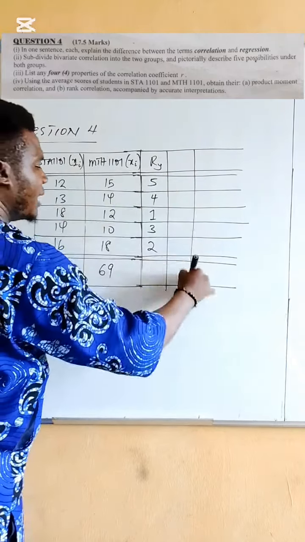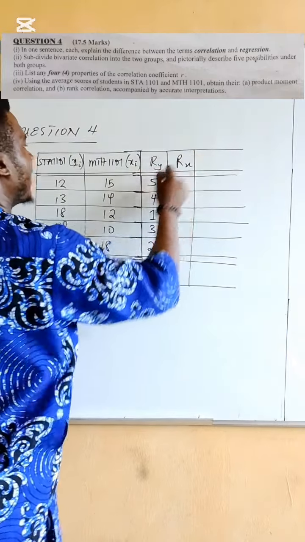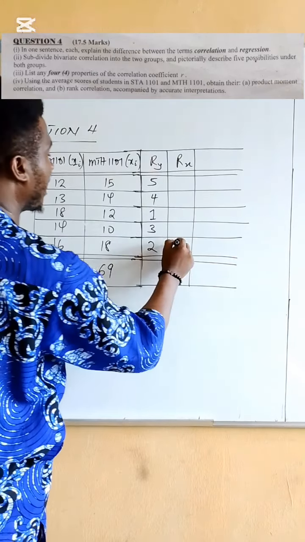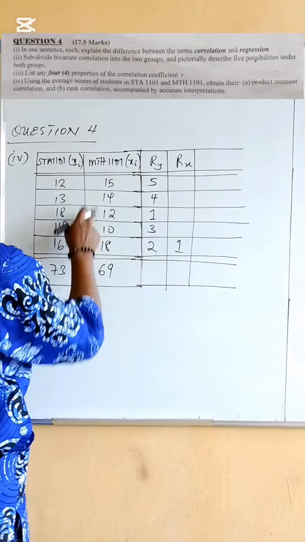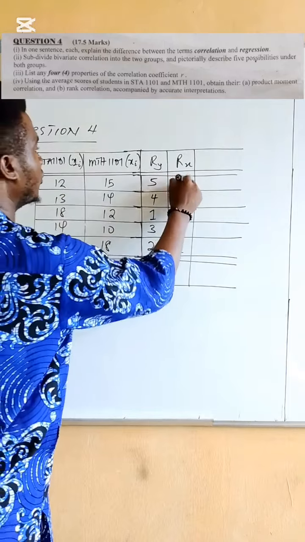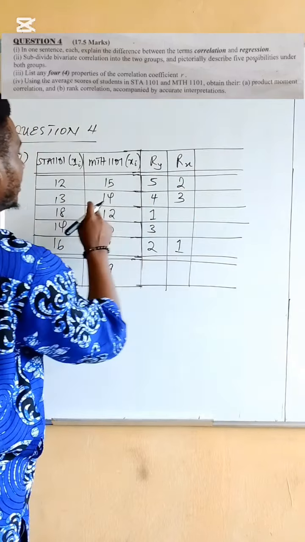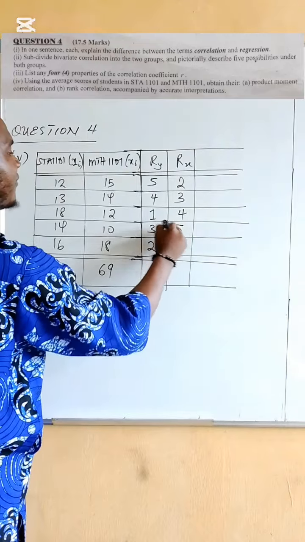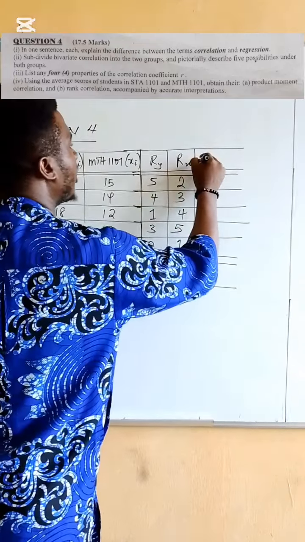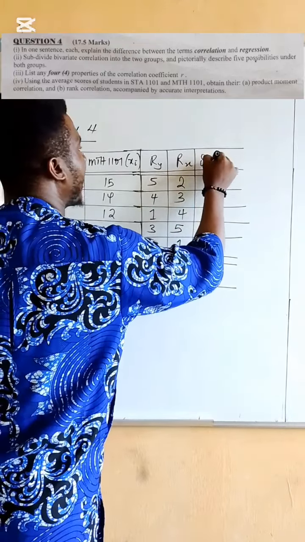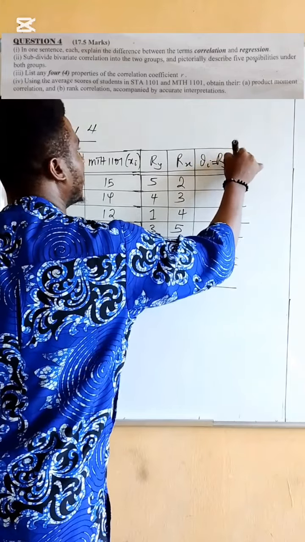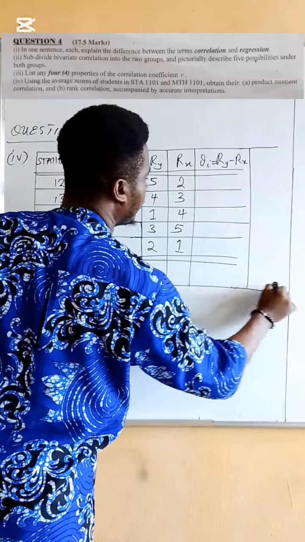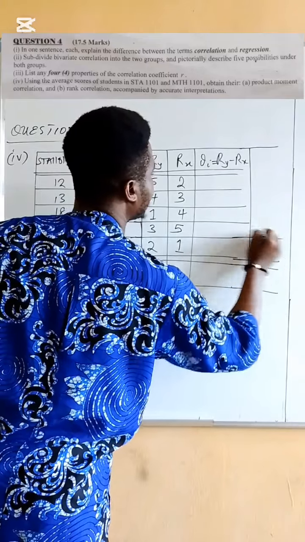I would now come over to the ranking of the X values. Ranking of the X values implies that 18, the highest, will carry 1. 15 will carry 2. 14 will carry 3. 12 will have 4. And 10 will have 5. Now, the next column will be the column we call the DI column, where you subtract the ranks. Okay? So here we would subtract the ranks.